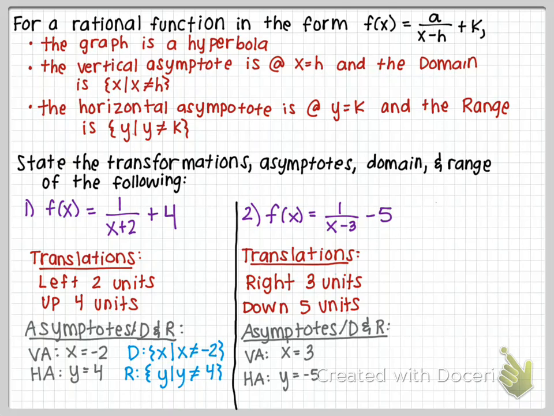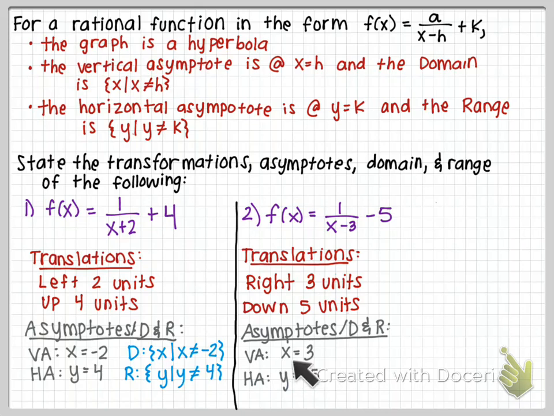Now, our domain and range is going to match this. That's why I put them right next to each other, like over here. So notice that our domain is x such that x cannot equal -2. But x can equal any other number but -2. Range, y such that y cannot equal 4. But y can be any other number except for 4, because we have an asymptote here.